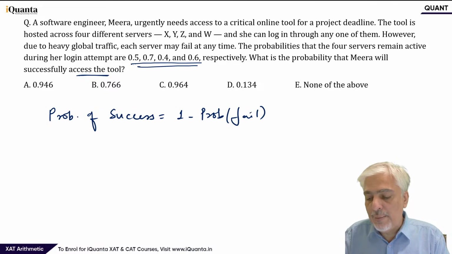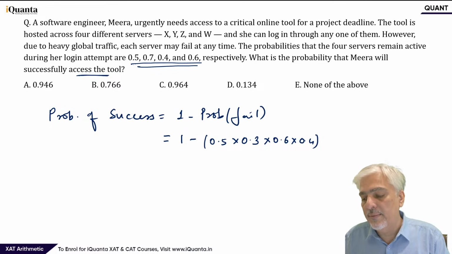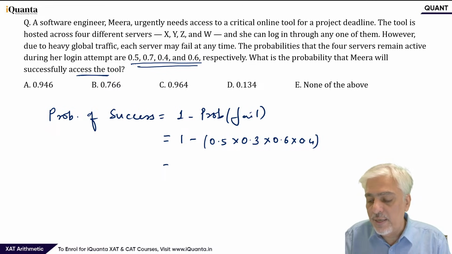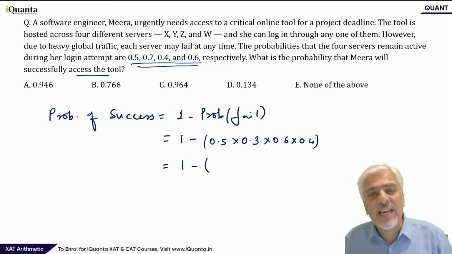1 minus probability of failure. So, what will I get? 1 minus, what is the chance of failing? 1 minus 0.5, that is 0.5. 1 minus 0.7, 0.3, 0.6, and 0.4. Right? So, what will you get? You will get 1 minus 5 3s are 15, 15 6s are 90, 90 4s are 360.